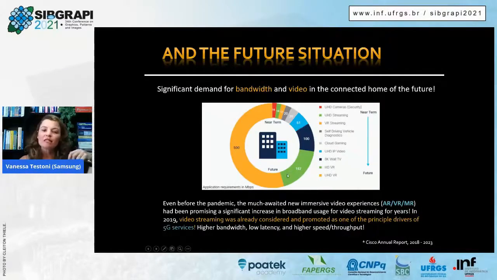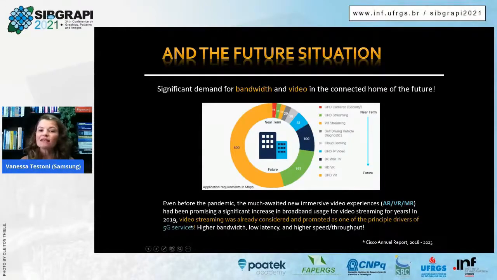So here they try to predict what's going to be the required bandwidth in our future homes, connected homes. And if you look at the areas here, you're going to see that most of them are related with immersive scenarios. So for instance, you need to have 167 megabits per second if you want to have HD VR at your home, right? So this scenario, this much awaited VR, MR experiences has been promising a significant rise in broadband usage for many years, much before the pandemic.